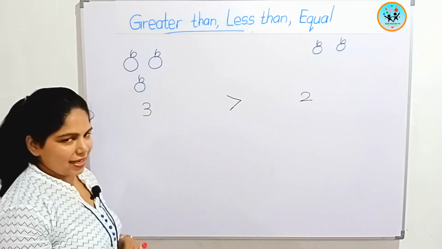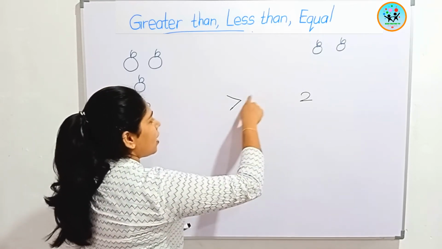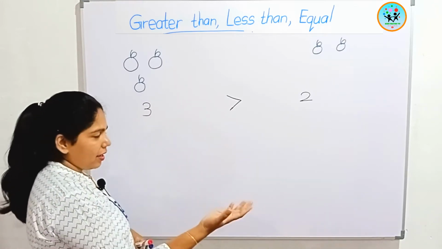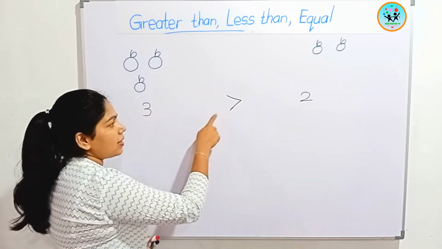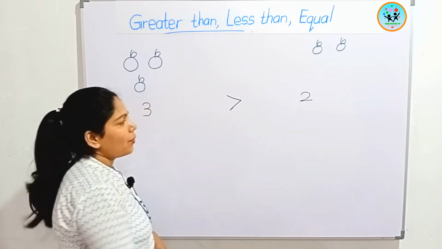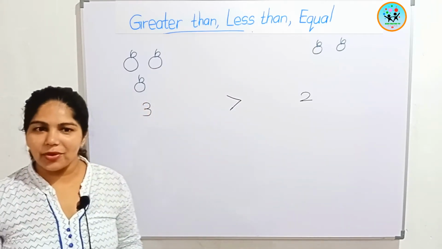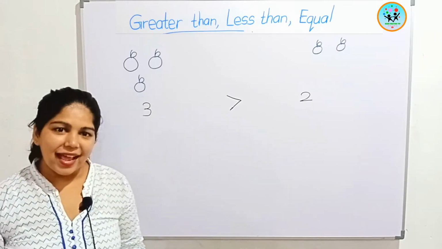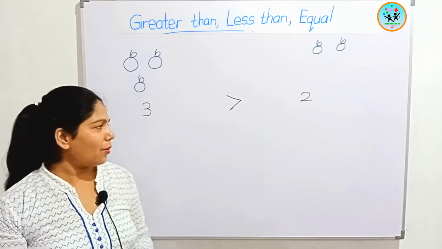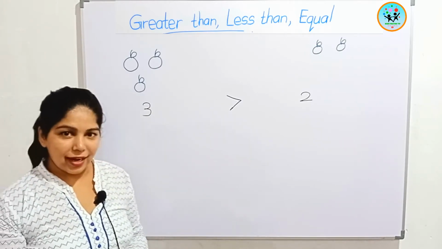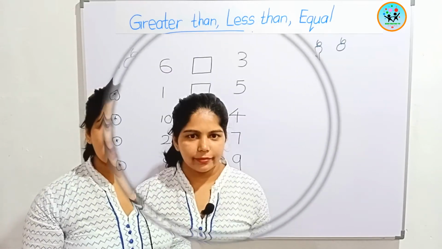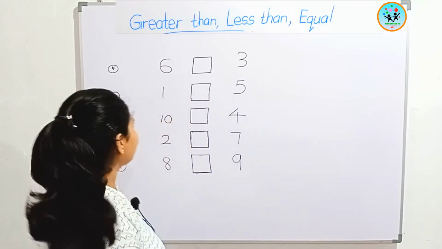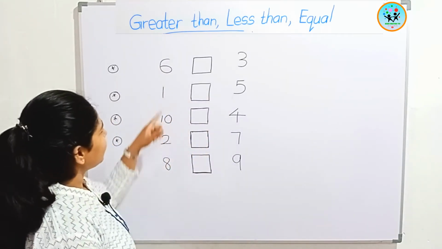This example I can say like this. 2 is less than 3. On the other hand, 3 is greater than 2. Yes. I hope you can get an idea about greater than and less than. So, shall we do another activity? Okay, students, are you ready to do the activity? Okay, let's start. Look at the first one.